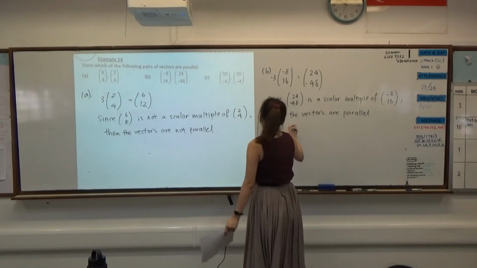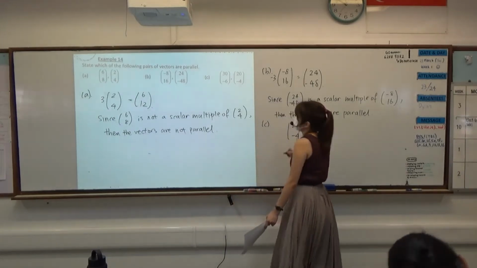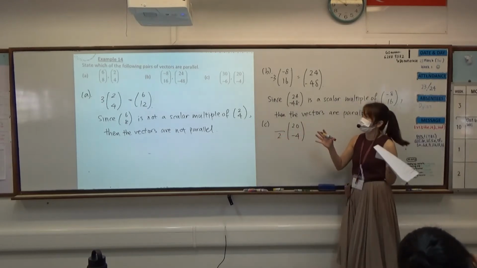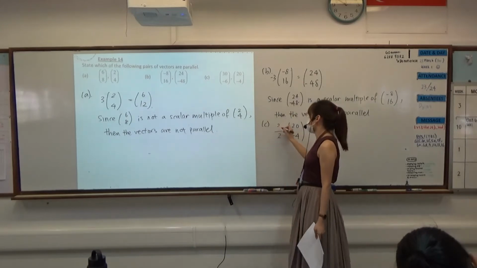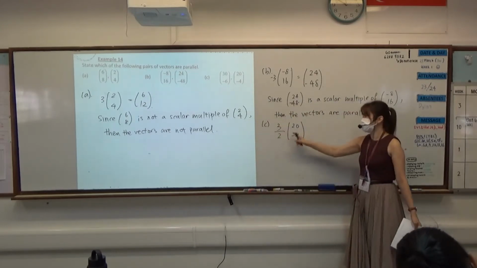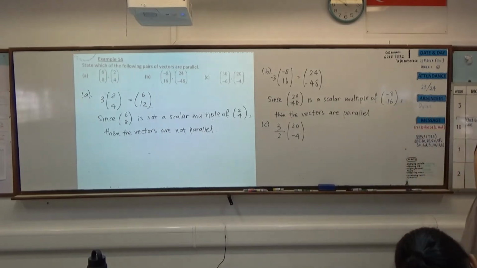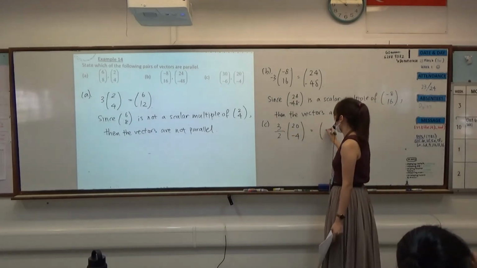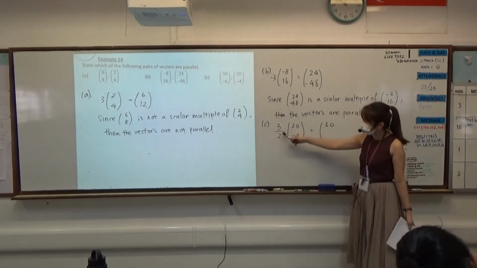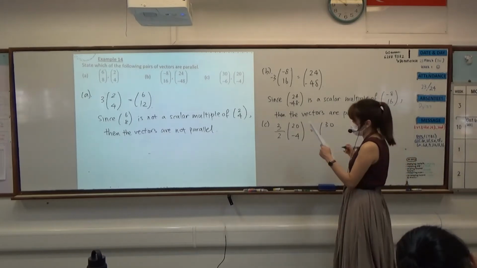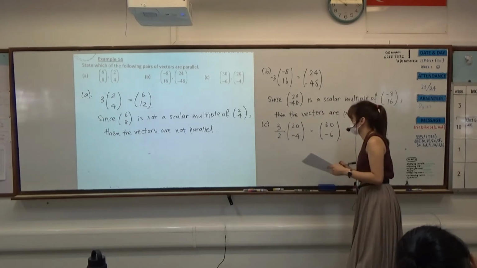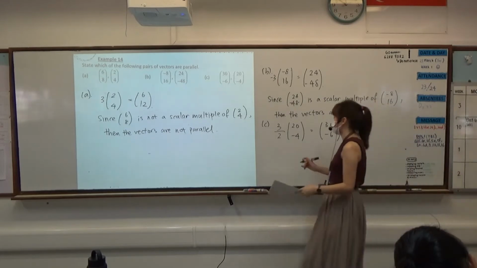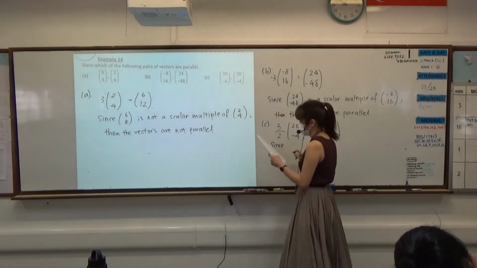So for 20 and negative 4, if I divide by 2, 20 divided by 2, I'm going to get 10, and then I will have 30 if I times 3. So 3 over 2 times 20, or you could use your calculator. 20 times 3 over 2, you're going to get 30. We apply 3 over 2 times negative 4, and I'm going to get negative 6. So we observe that the two vectors are scalar multiples of each other, and hence they are going to be parallel.